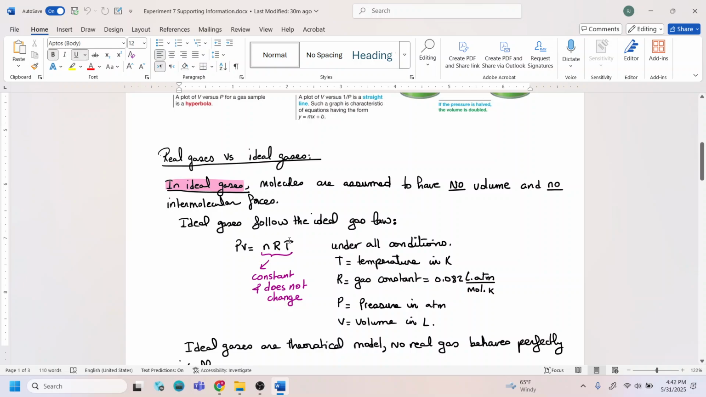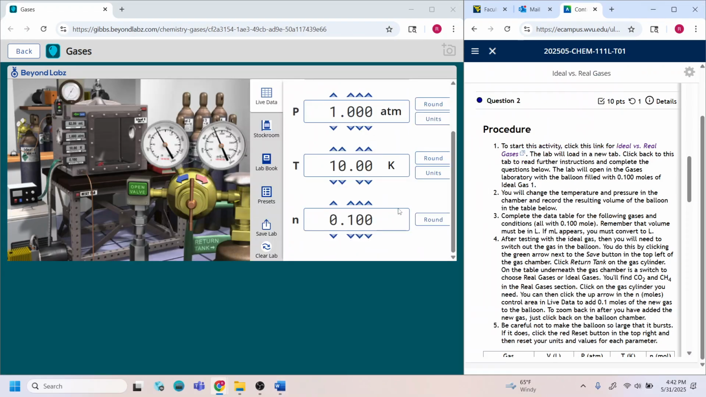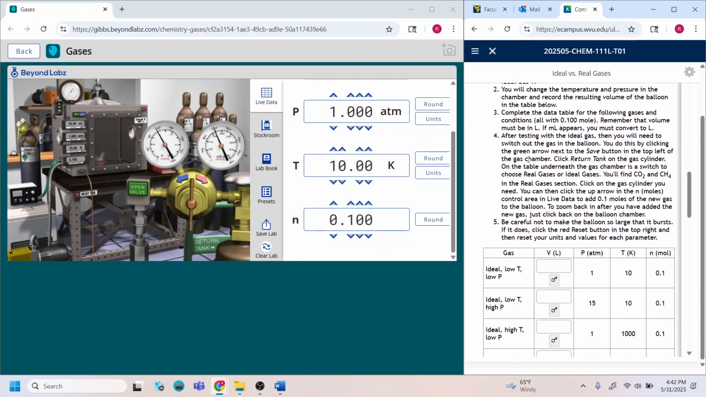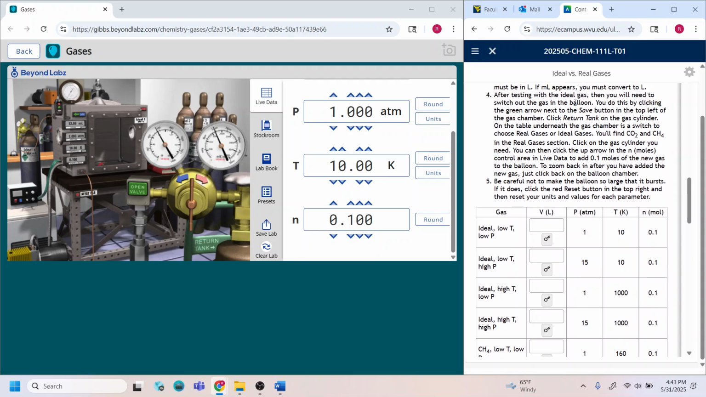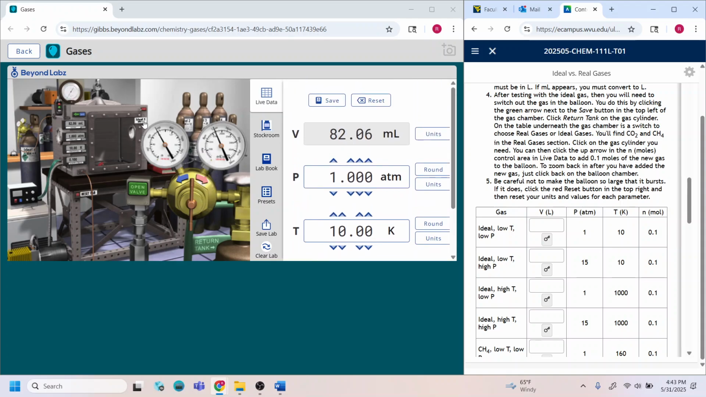So now we're changing the volume, the pressure, and I believe the temperature as well. Okay. So we're going to follow the table in there, and the table is going to tell us exactly what pressure and temperature we need for ideal gas 1. We need a pressure of 1 atmosphere, and we need a temperature of 10. You just go ahead and record the volume.